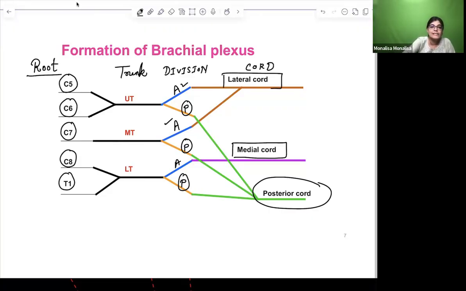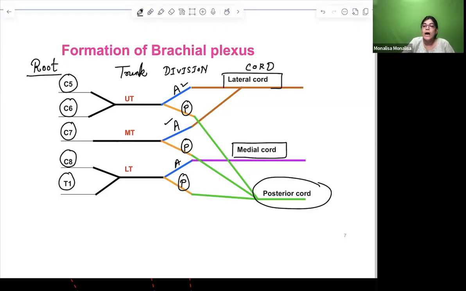So we have already studied this. I'm just wanting to revise. Bell's nerve, the name of Bell's nerve is the nerve to serratus anterior. Bell's nerve is the nerve to serratus anterior, which is also called the long thoracic nerve. Got it? Now, my dear students, we have quickly revised the formation of brachial plexus.